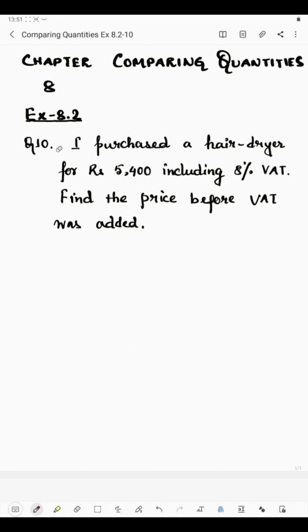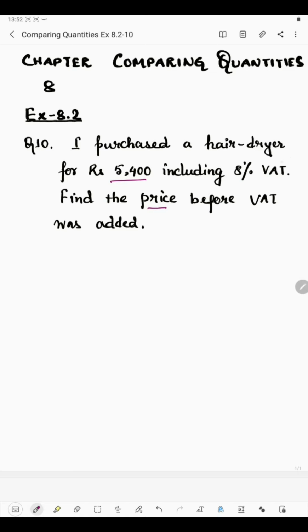Now question number 10 says, I purchased a hair dryer for rupees 5400 including 8% VAT. Find the price before VAT was added. So this is the price including VAT. Okay, we will have to find the price before the VAT was added, means we will have to find the original price of the hair dryer.